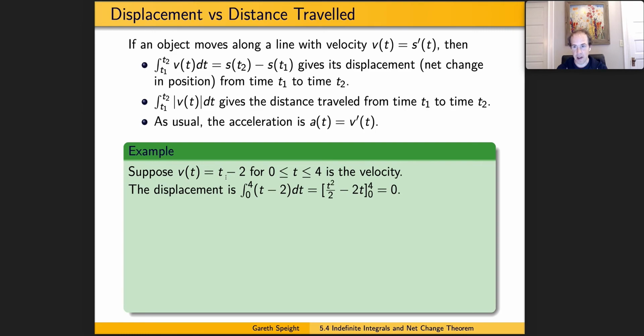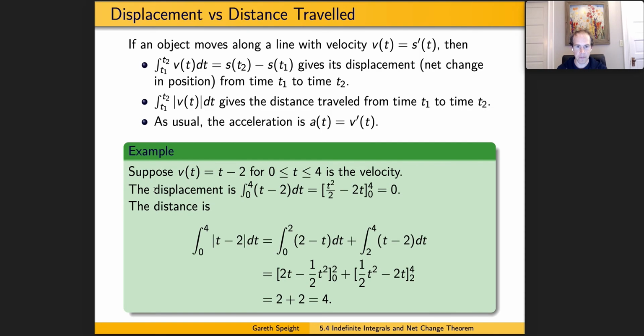So when we start, if t is very small, t minus 2 is negative. So this starts moving to the left. And then when t is bigger than 2, this becomes positive. So then it moves to the right. So we move to the left, we move to the right, and in the end, we get back to where we started because it's symmetric. But the distance that's traveled is very much not 0. So how do we calculate that?